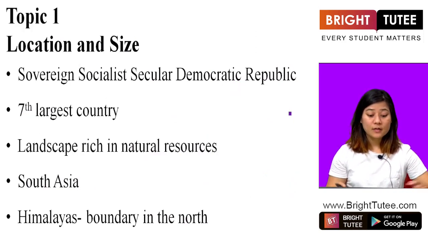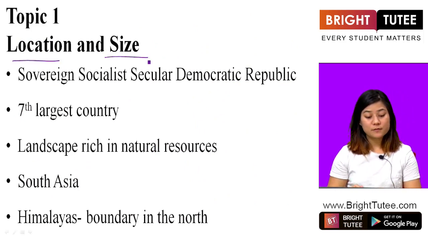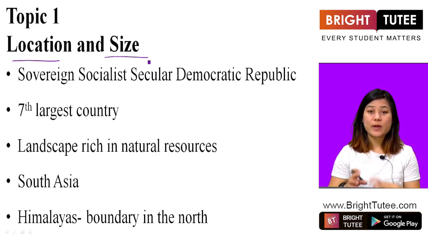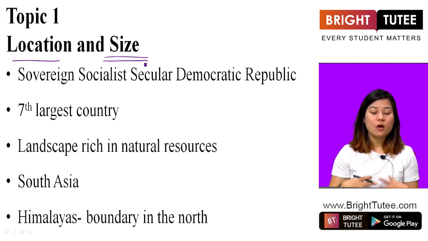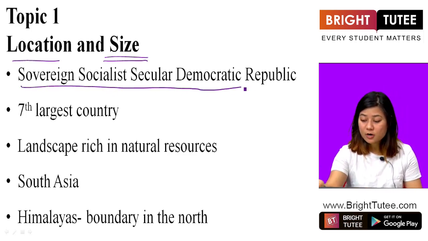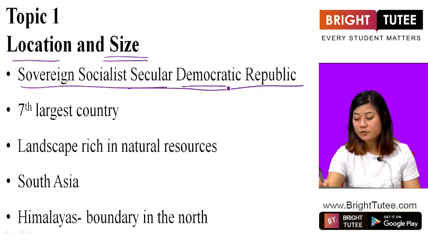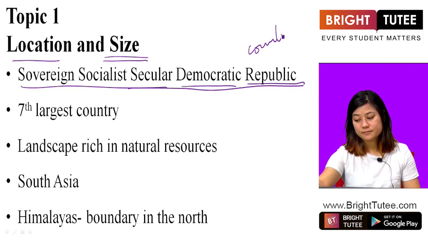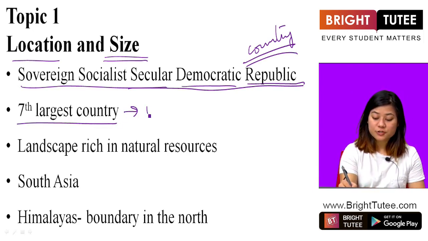Having said that, now let us look at its location and size. So we come to the first topic. We now try to see where India is located in the map of the world and the size of it, how big or small it is, or what size it covers. India is a sovereign, socialist, secular, democratic republic country. And India is the 7th largest country in the world.